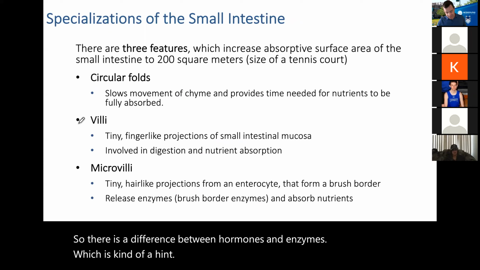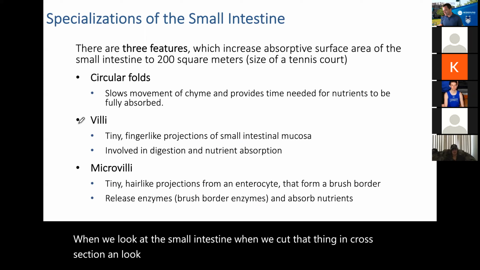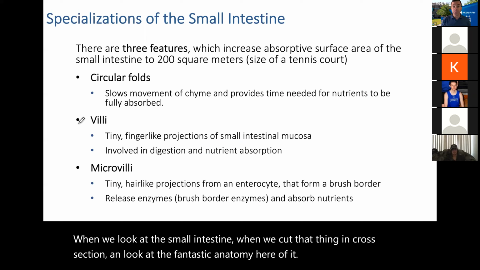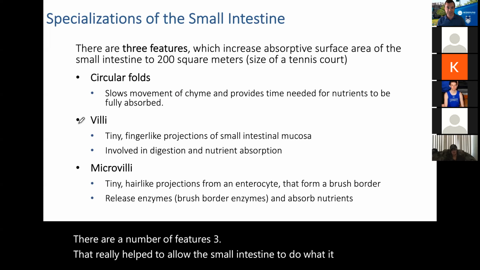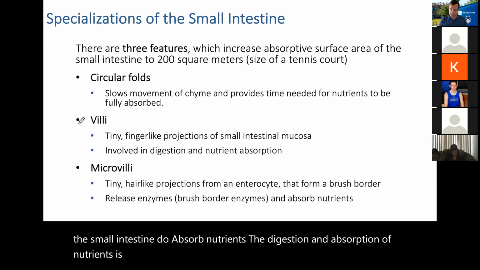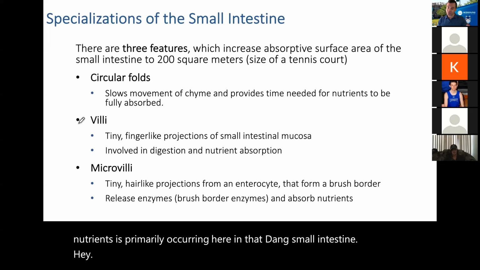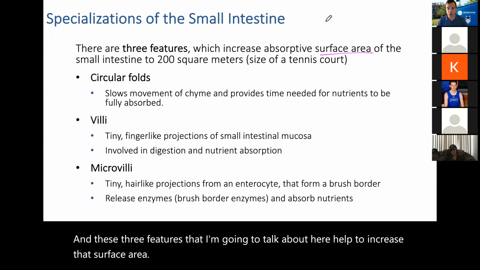When we look at the small intestine, when we cut that thing in cross section and look at the fantastic anatomy of it, there are a number of features, 3, that really help the small intestine do what it does. What does the small intestine do? Absorb nutrients. The digestion and absorption of nutrients is primarily occurring here in the small intestine. Okay? And these 3 features that I'm going to talk about help to increase that surface area. So I can do more absorbing.